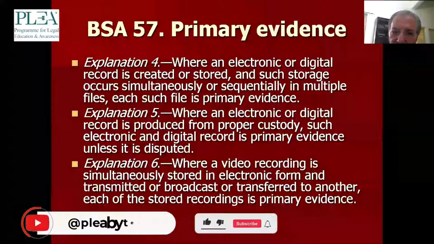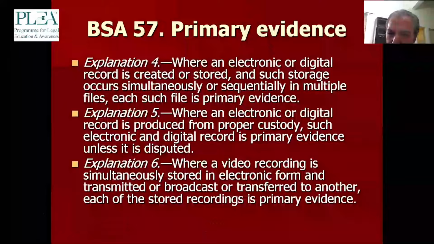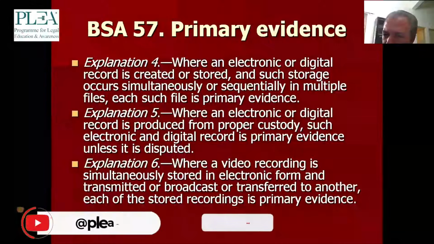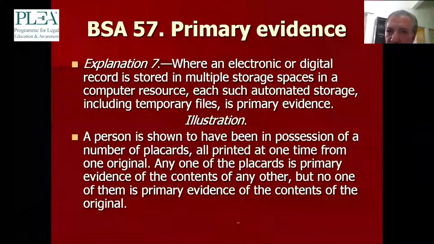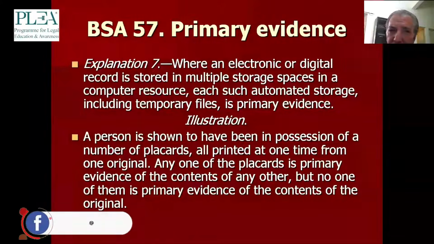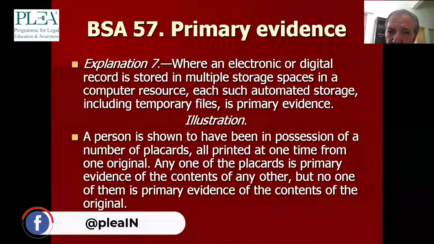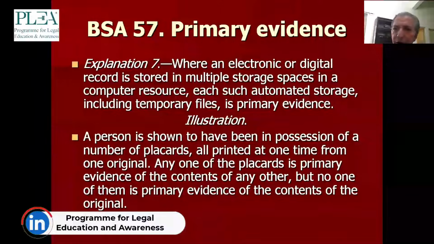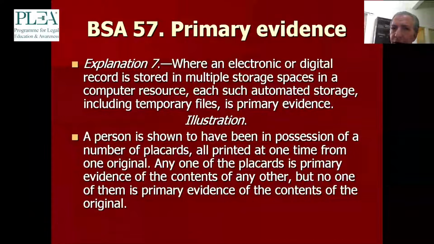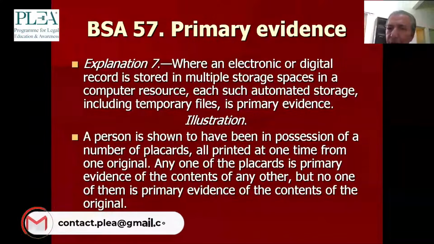Now where a video recording is simultaneously stored in electronic form and transmitted or broadcast or transferred in another form, each of the stored recordings is primary evidence. So whenever there is video recording and simultaneously storage is done, then such transmission or broadcast or transfer to another, each of the stored recordings is considered as primary evidence. Seventh explanation is where an electronic or digital record is stored in multiple storage spaces in a computer resource. Each such automated storage, including temporary files, is primary evidence. Temporary files are also there, which are sometimes automatically deleted, but temporary files are proof that it was opened, so they contain some temporary information.